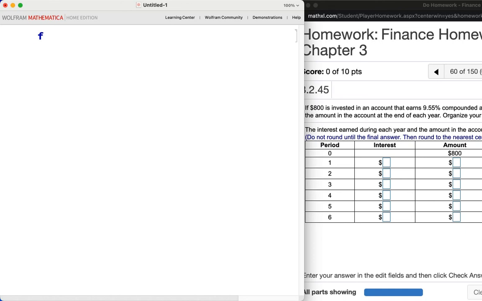Let's define our function. What should I call it? F of year. Right, better than F. Let's call it amount at year. And that's going to be $800 times, or instead of times I could just write a space, 1 plus 9.55 divided by 100. Why is it 9.55 divided by 100? Because that's how you change a percentage into a decimal. And then to the power of year. And that's your compound interest formula. It's very simple.